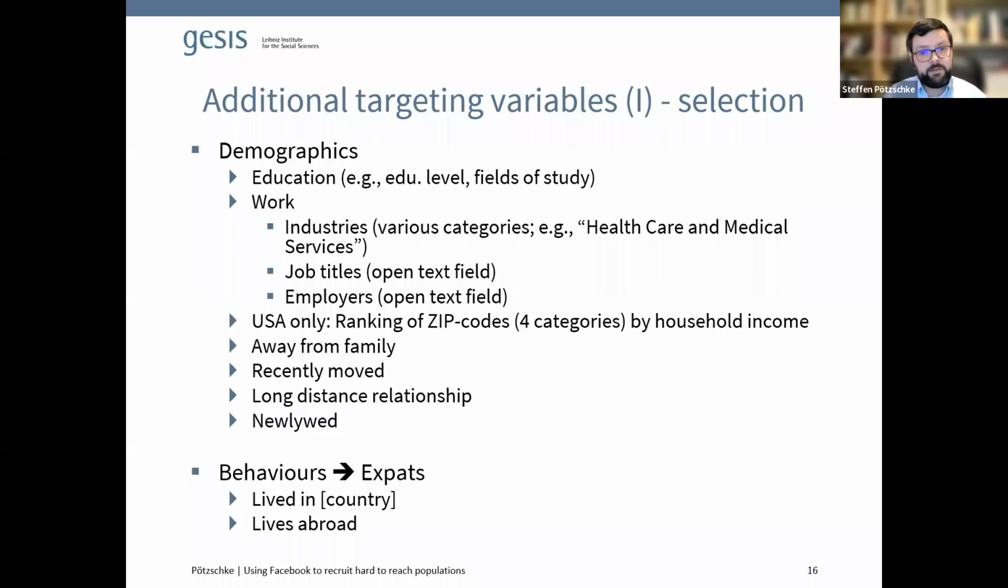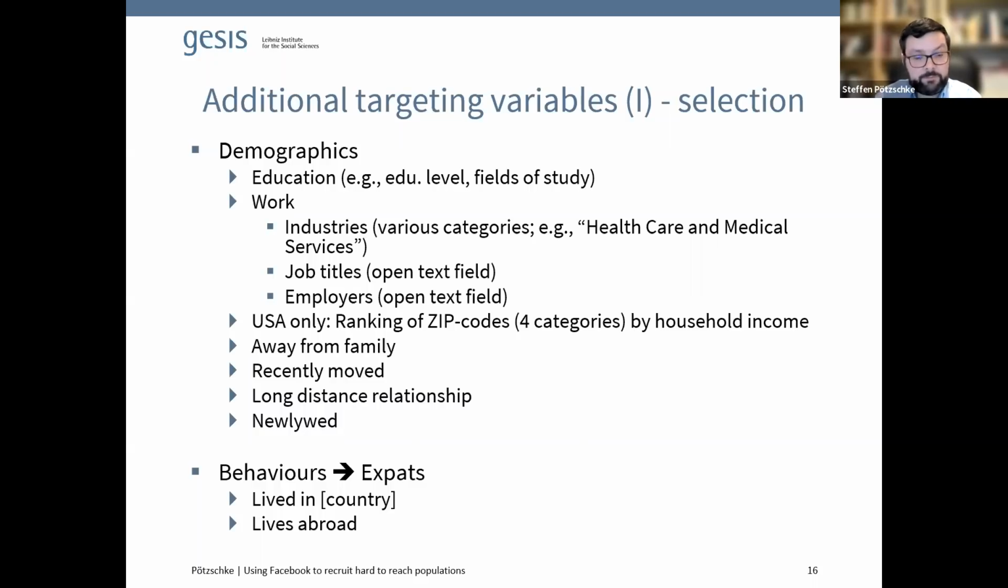But we also have, very interestingly, for example, a possibility to target people who live in specific categories of areas in the US, unfortunately only, which are categorized by household income. I think that is something that might also be very helpful in some research areas. But then we have also very specific categories, for example, newlyweds, and there's even a category for people who got engaged.